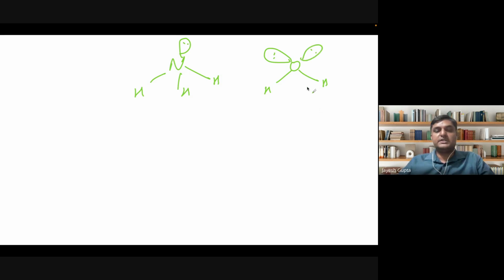If I take ammonia, that is NH3, and water: in water there are two lone pairs on oxygen, and nitrogen has one lone pair. So of course the repulsion will be higher in water. What will happen due to this higher repulsion? There will be more repulsion between bond pair and lone pair. When there is more repulsion between bond pair and lone pair, the bond pairs will come closer to each other, and bond angle will decrease due to repulsion.